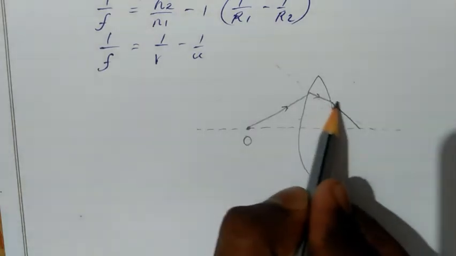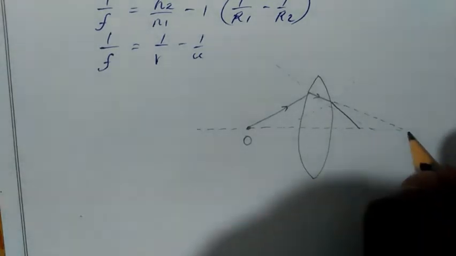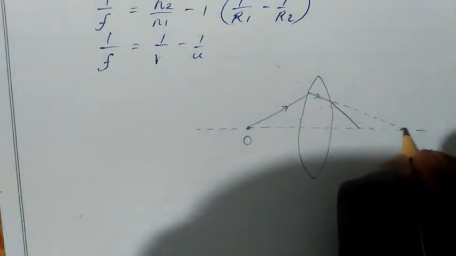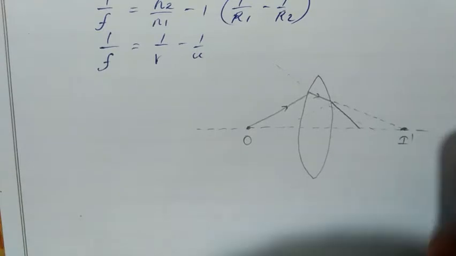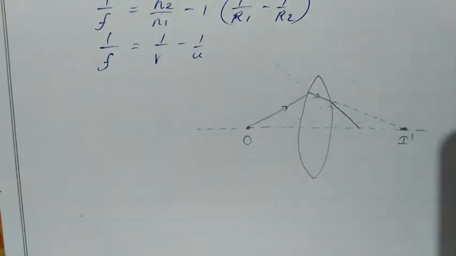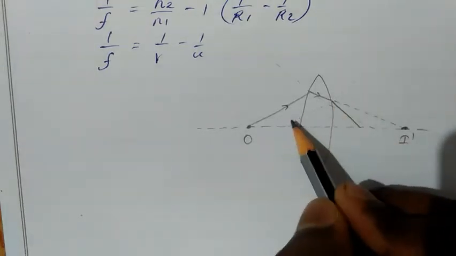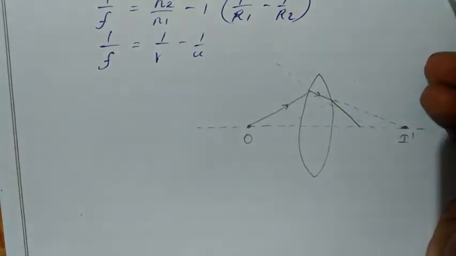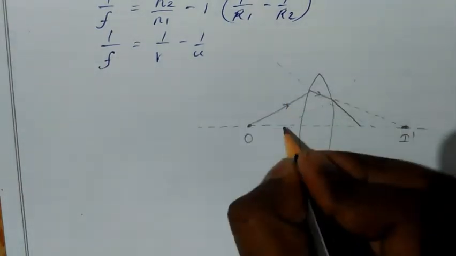But actually, if we extend these rays, then they meet at some point where we get the initial image, that is I dash, for this spherical surface. Clear? Where our normal meets, we have the center of curvature, because we know if we have a circle and we draw a normal for the circle, that normal goes towards the center of the circle. So our normal line meets at the center of curvature.